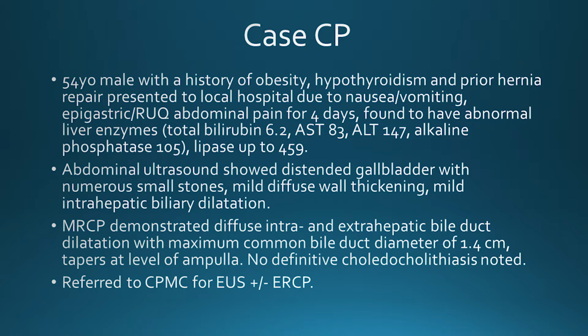He underwent an abdominal ultrasound, which showed distended gallbladder with numerous small stones, diffuse wall thickening, and some intrahepatic biliary dilatation. MRCP showed diffuse intra and extrahepatic bile duct dilatation with a maximum common bile duct diameter of 1.4 centimeters, which tapered at the level of the ampulla. However, there was no definitive choledocholithiasis. This gentleman has been referred to IES for EUS plus or minus ERCP. Let's go to the treatment room.